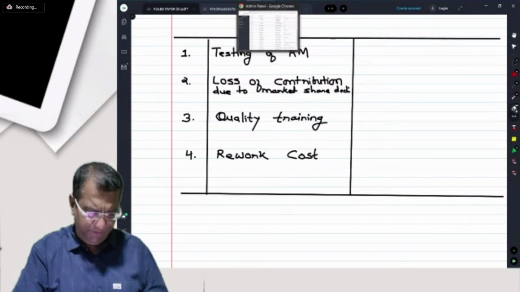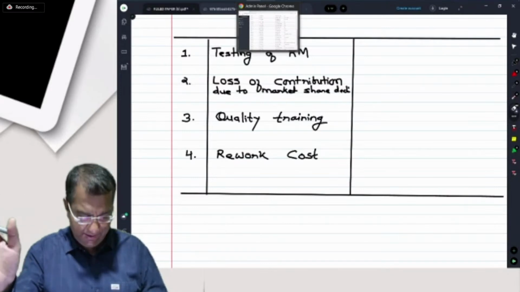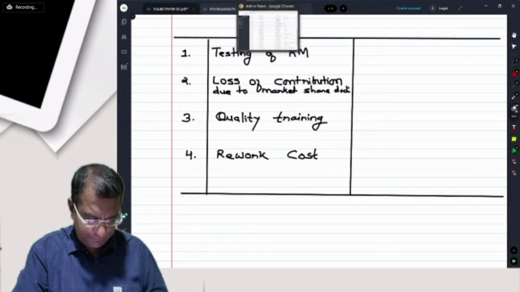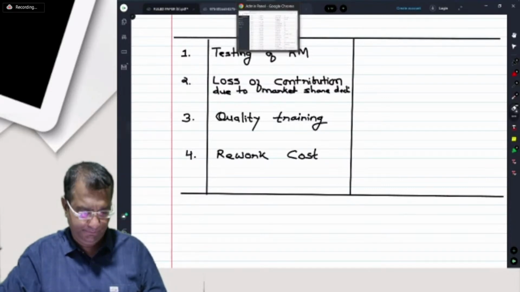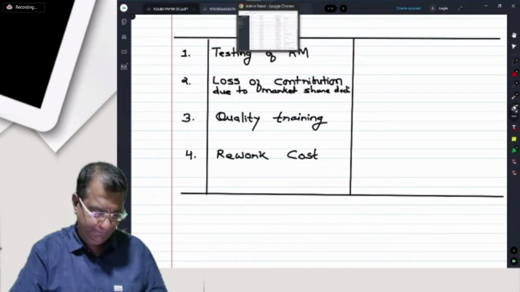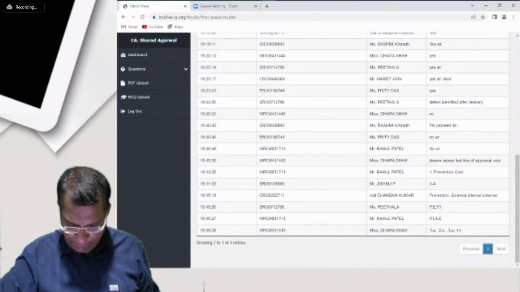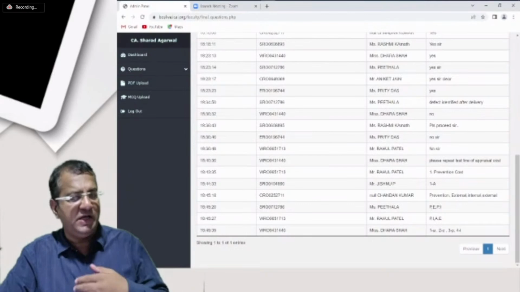Okay, I think enough time is there. Can I check the answer? Testing of raw material, loss of contribution due to market share decline, quality training, and rework cost. Okay, as per Rahul Patel, I want the answer in one line, beta, so that it will be easy for me to check.